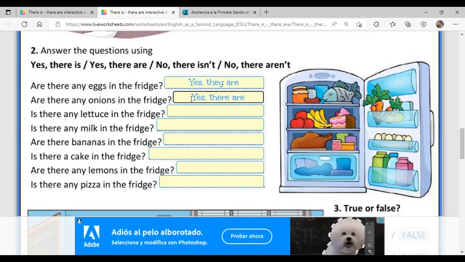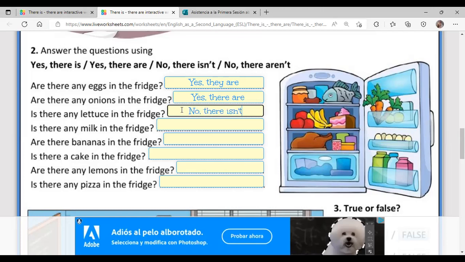Next, is there any lettuce? Lettuce in the fridge. ¿Hay lechuga en el refri? Vean, acá abajo se ve algo verde, pero no sé exactamente si es lechuga. Creo que no es lechuga. Vamos a ponerle que no. No, there isn't.